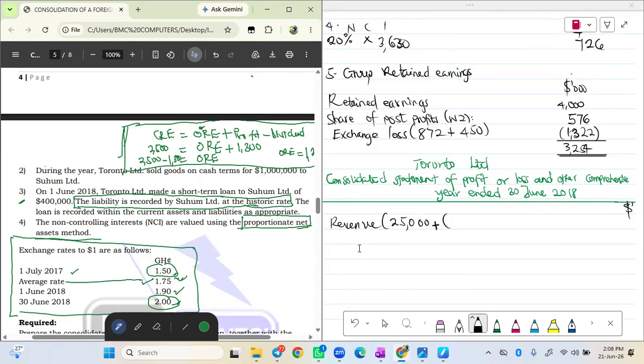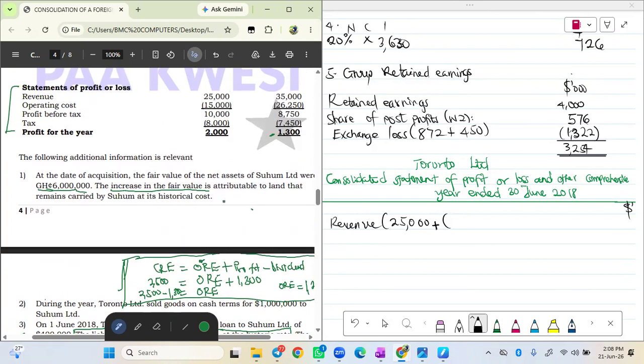From lowest to highest, we divide. So pick the 35,000 Ghanaian cedis, divide by the average rate of 1.75, and that will give you the figure in dollars. If it was dollars to cedis, you would have multiplied, but this one is cedis to dollars, so we divide. We've already done IS21. So this is how you translate.